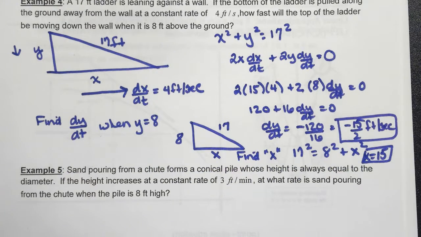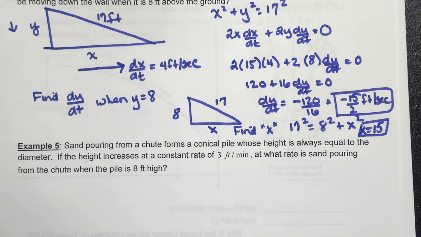Okay, so let's take a look and see what you guys come up with. Once you reduce, I came up with the rate of change of y being negative 15 over 2 feet per second. Is it okay to get a negative number? Yes, because what direction is this ladder going? It's going down. So any questions on that one?